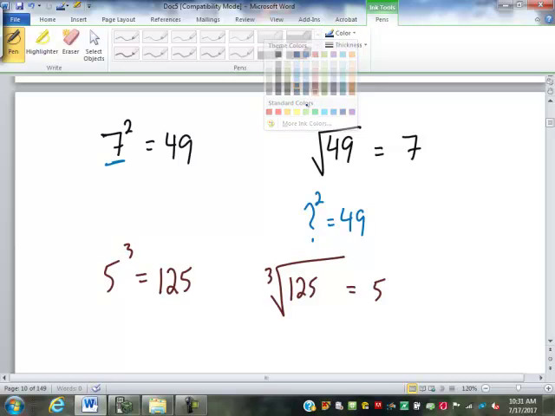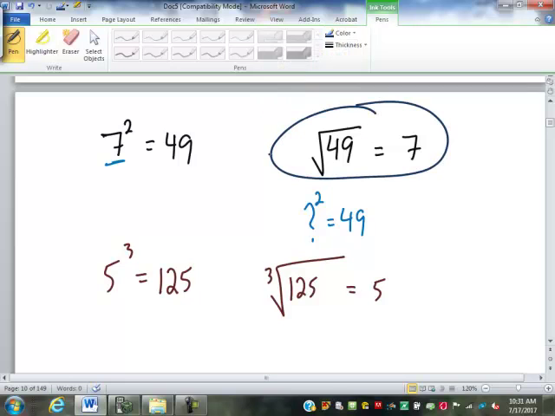Now for this class, we're not going to do cubed roots. We're not going to do anything higher than a square root. But I want you to be aware, a lot of people aren't aware that there are roots other than just square roots. A cubed root goes with the power of 3. A fourth root would go with the power of 4, and so on.